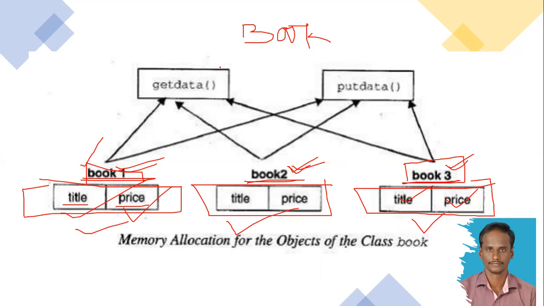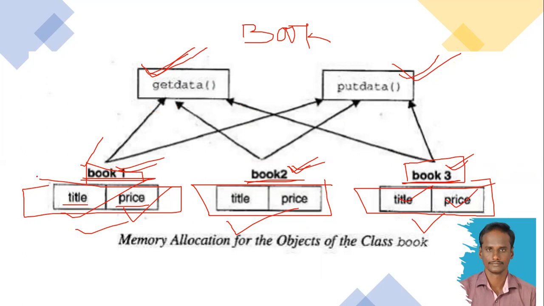But you just see here, for the member function, what happened? It has a common memory area. Once you define any function inside the class, a common copy is created for get data and put data, that is, the member functions. This memory is shared among all the objects, book 1, book 2, and book 3. So the common memory space is shared among all the objects.